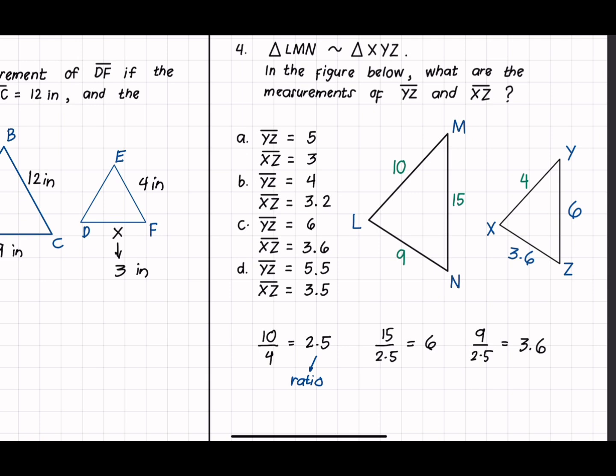Okay, so now that we know the value of YZ and XZ, YZ is equal to 6 and XZ is equal to 3.6, which is letter C.